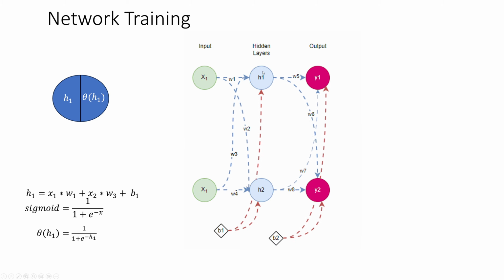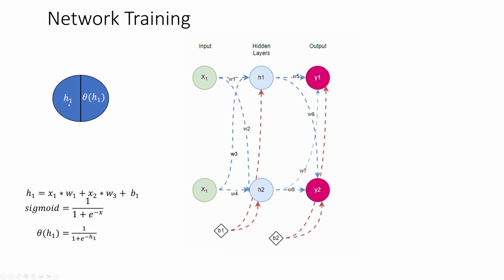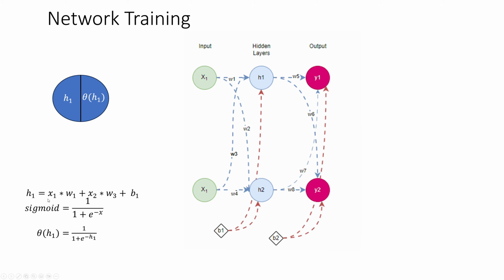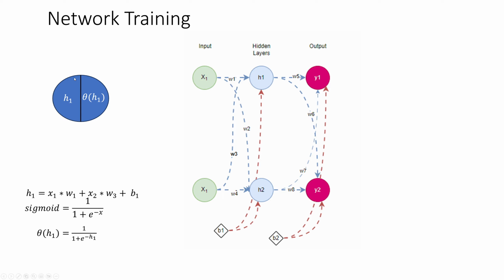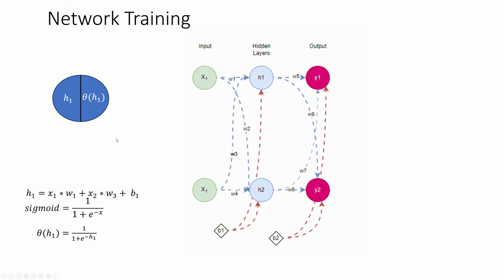Now each node in the hidden layers and output layers, just imagine it has two parts. To calculate h1, the formula is x1 multiplied by weight 1 plus x2 multiplied by weight 3 plus bias. Now this is the first part of the neuron, and the second part is sigmoid. Please focus on this because this will be used in the partial derivative and chain rule.